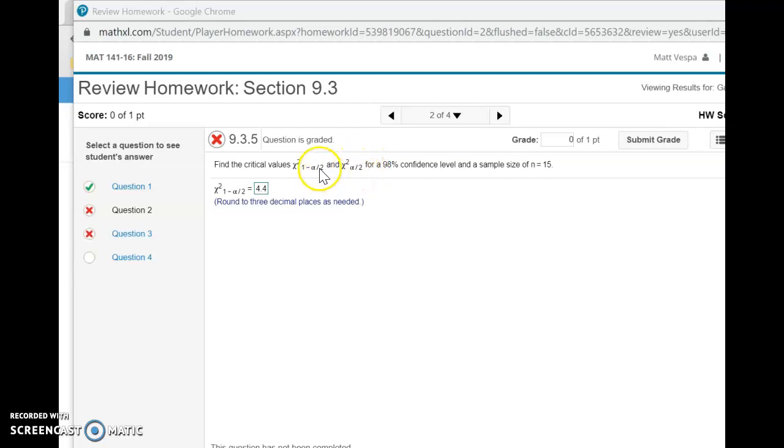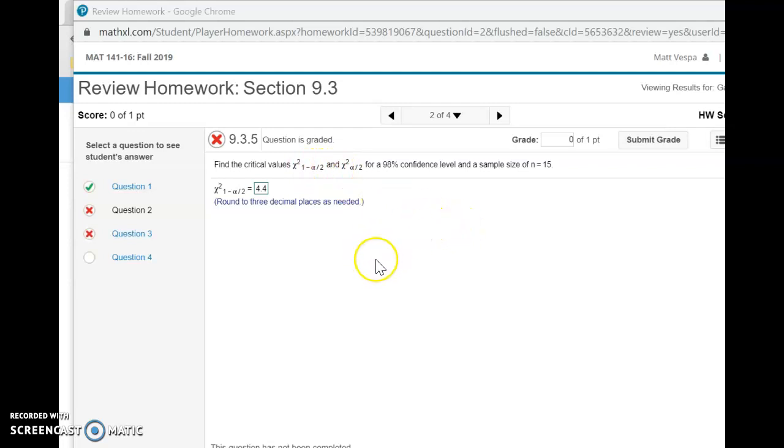So just notationally, this subscript is referring to how much area is in the right tail. So this value is the value that has 0.01 of the area in the right tail. And this one has 0.01 of the area in the left tail, or 0.99 of the area in the right tail. Okay, so just notationally make sure you know the difference between those.